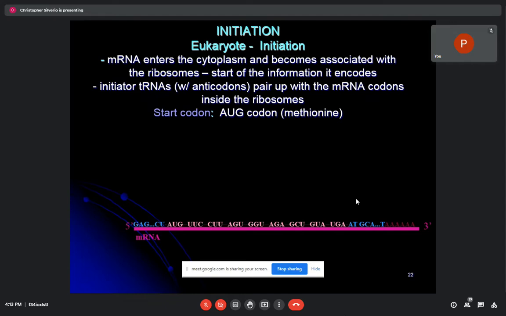And then there is the initiator transfer RNA. The transfer RNA is the one that initiates the translation process, containing the anticodons, which pair up with the messenger RNA codons inside the ribosomes. And so the start codon is AUG, which is coding for methionine.